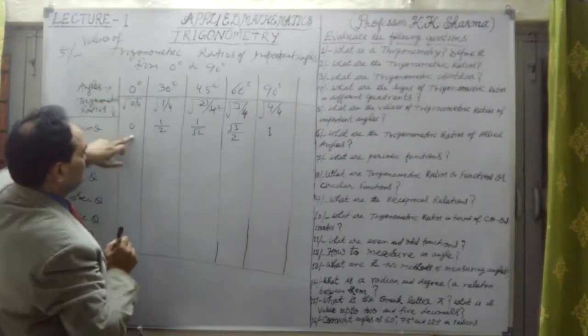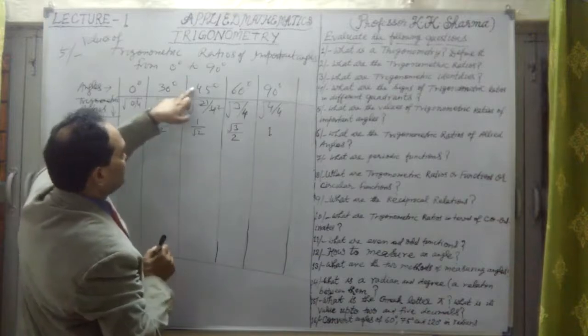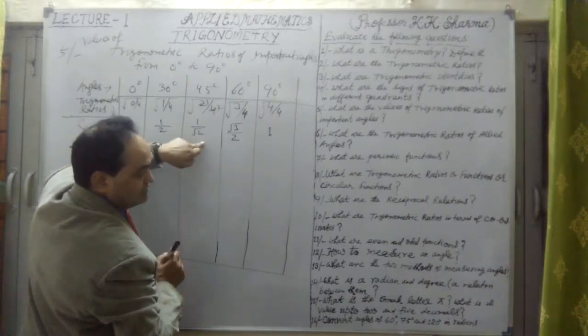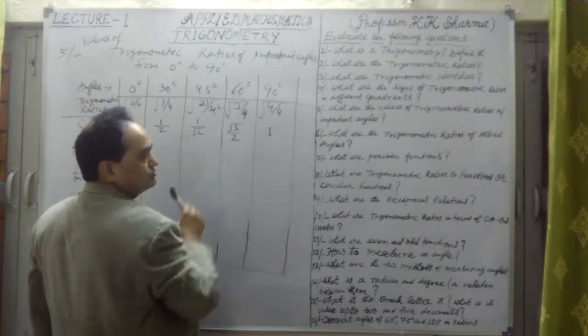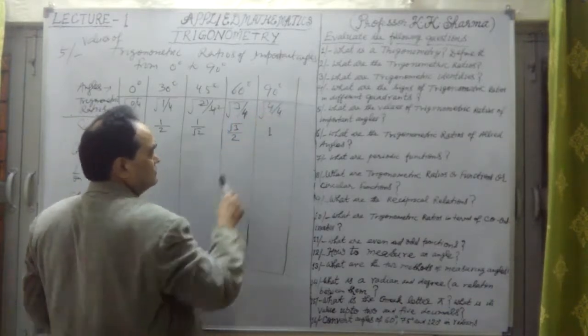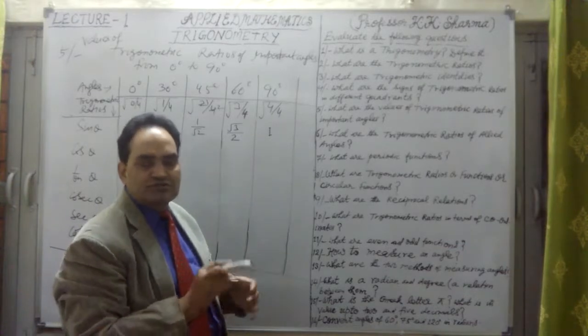Sine 0 degree is 0. Sine 30 degree is 1 by 2. Sine of 45 degree is 1 by root 2. Sine of 60 degree is root 3 by 2. Sine 90 degree is 1. Okay, this is how we remember them, just by shortcut.